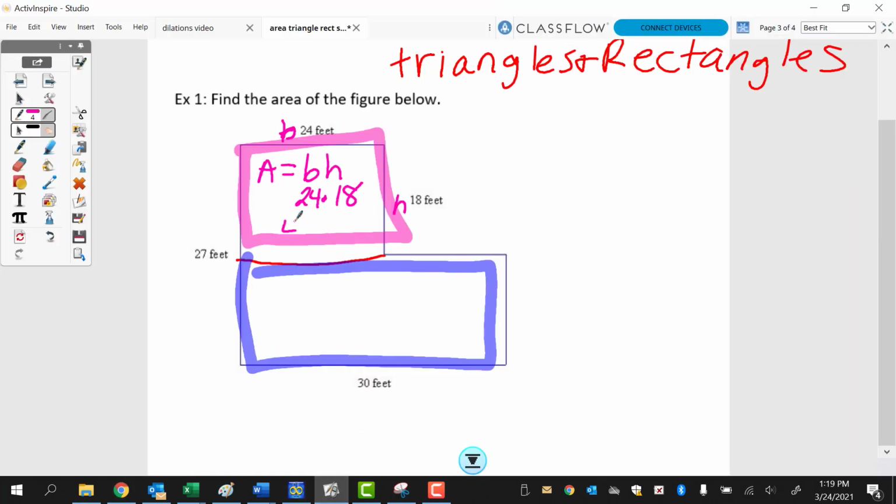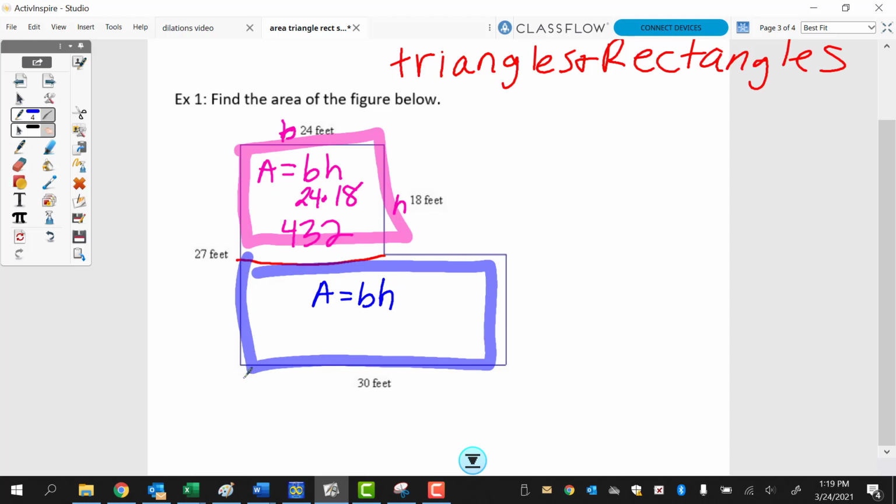And you may be thinking to yourself, Miss, that's a really big number. That's okay. I don't care what it says. It could be right. Why not? Okay. The one on the bottom, this is also a rectangle. So we're also going to use A equals BH on this one. Okay. Now in this one, this is a little bit more complicated.